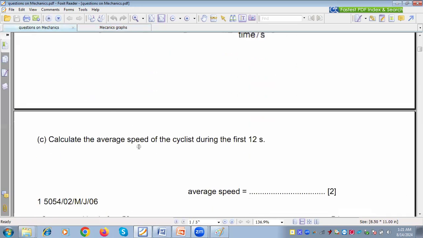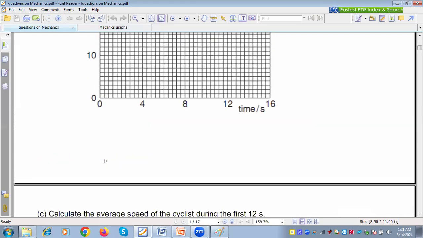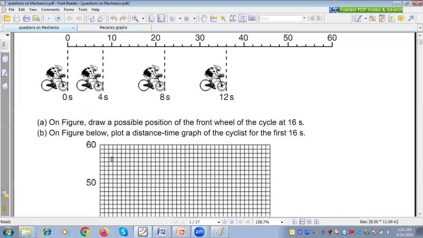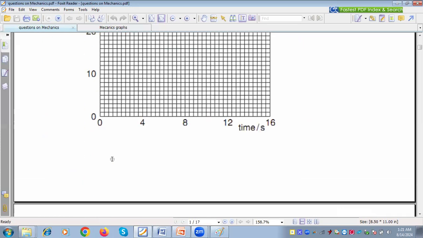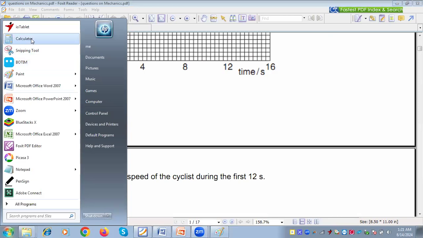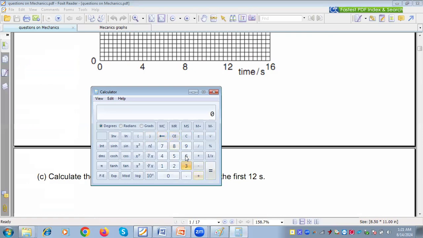So you have to calculate the average speed during the first 12 seconds. What will you do? In the first 12 seconds, the total distance covered is 36 meters, divided by 12. So 36 divided by 12 will be, let us solve it, 3 meters per second. 36 in 12. That is 3 meters per second.